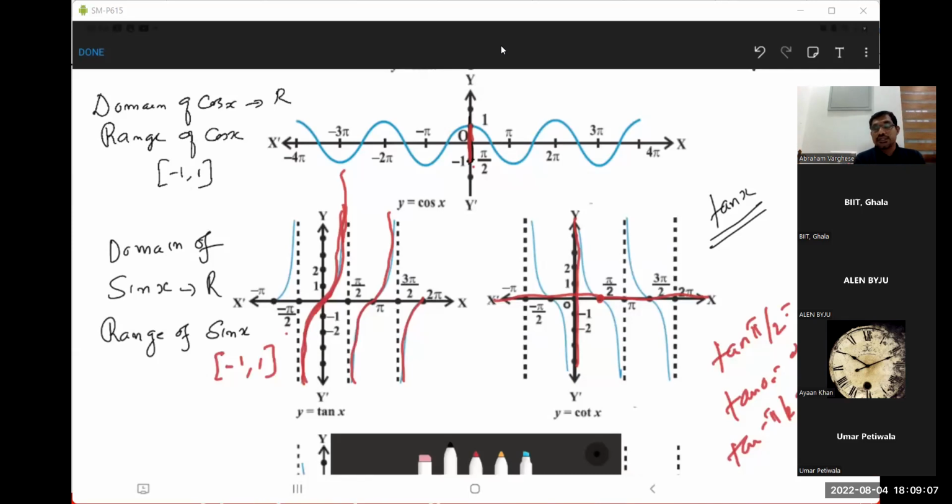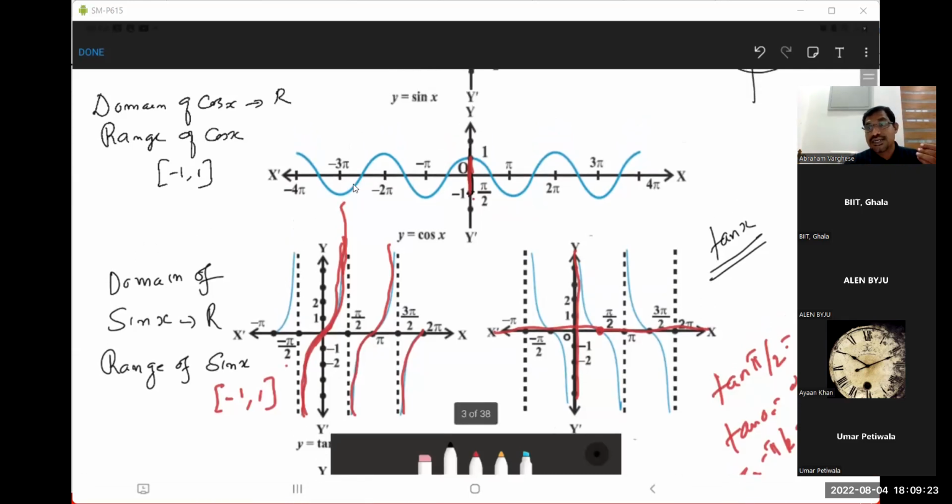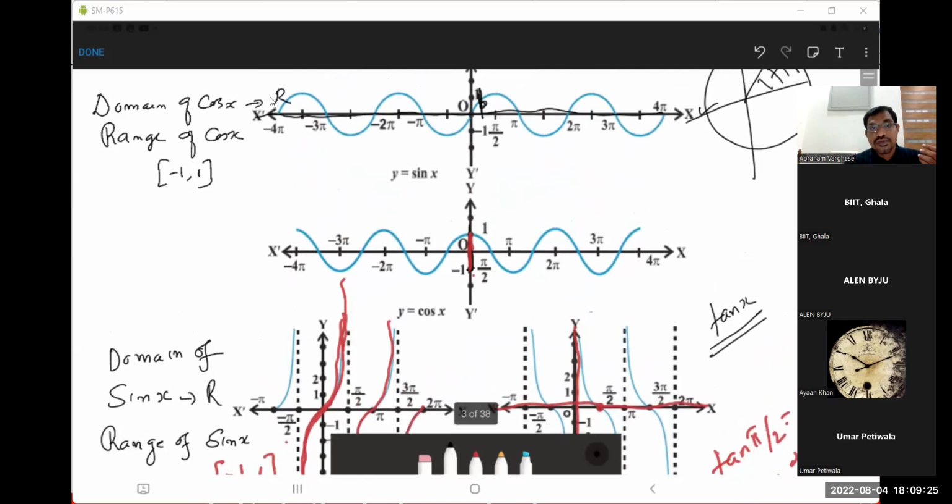So two important observations. One is the domain of sin x will be real numbers. Reason also, don't learn by heart. Just try to understand the reason and study. So whenever I say domain of sin x, look at the graph. Imagine the graph, visualize the graph. The graph will be like this.